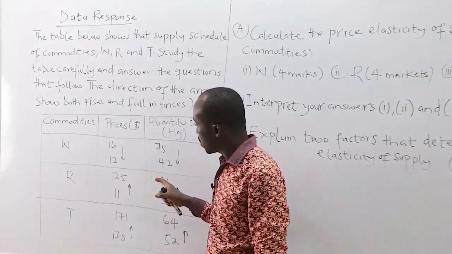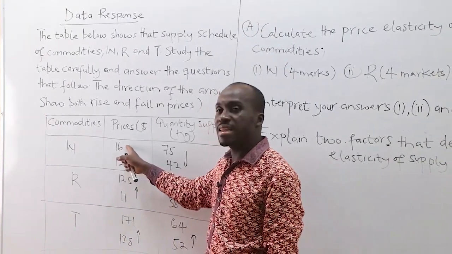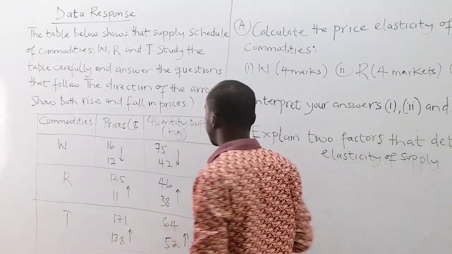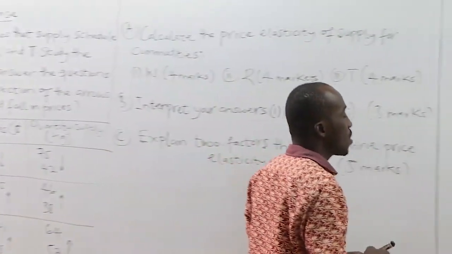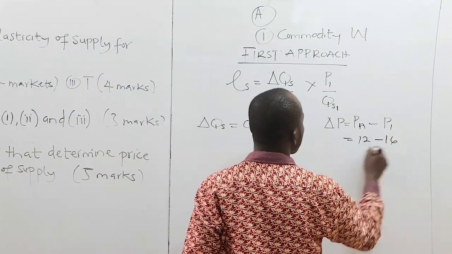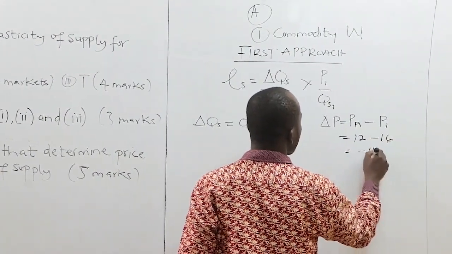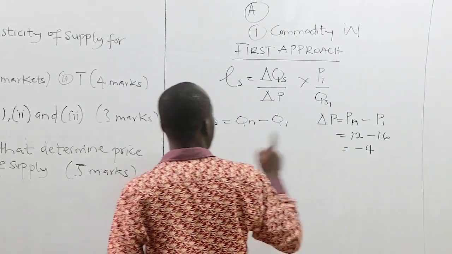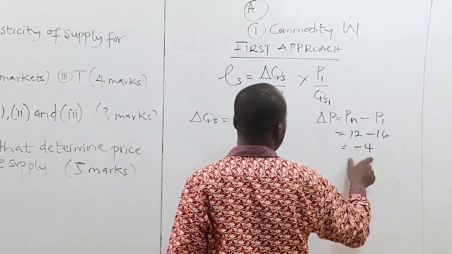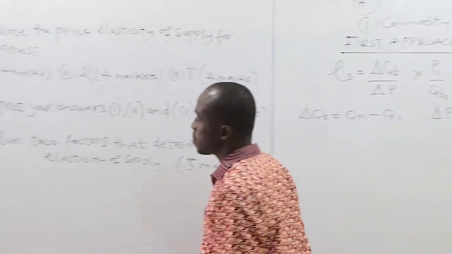What was the price? The price was 16 and it reduced to what? 12. So the price now is 12. It used to be what? 16. What do you have? Negative 4. So the new price is 12. The old price was 16.